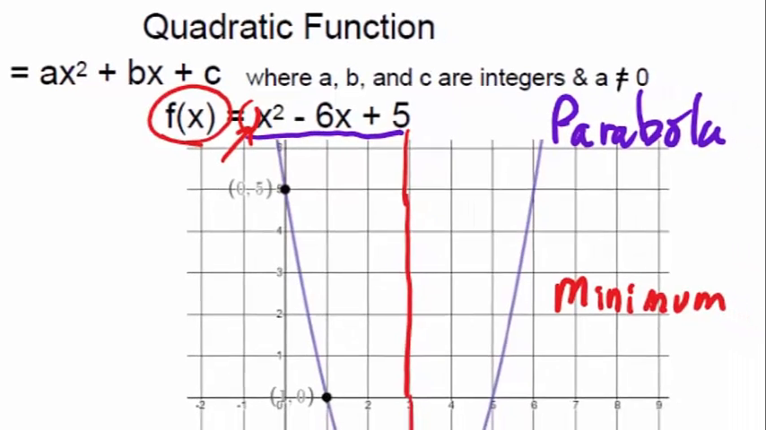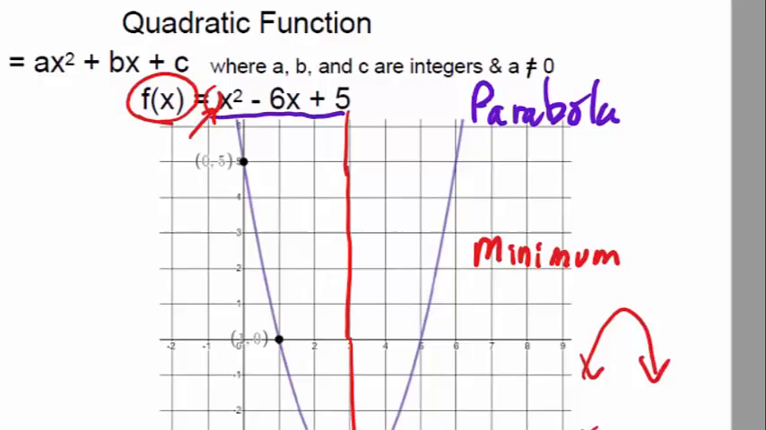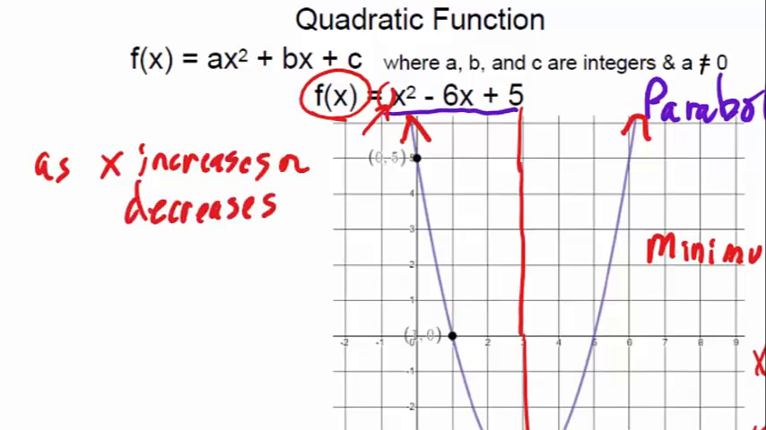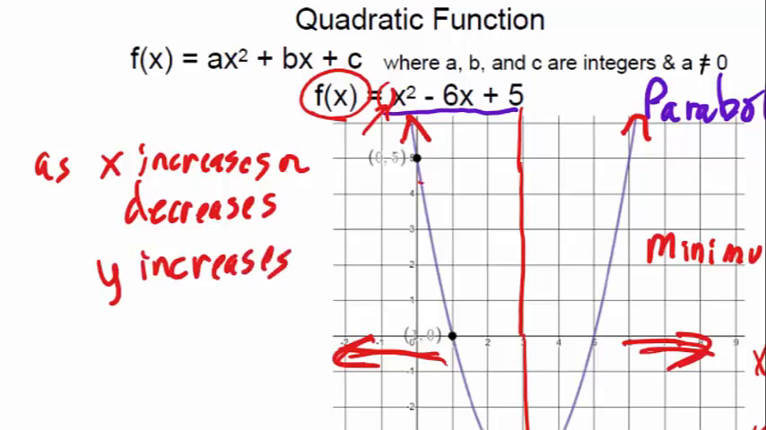Now, if the graph was shaped this way, and the vertex was up here at the top, then we would refer to that as a maximum function. Now, as far as the end behavior of this graph is concerned, at the top I have arrows on both sides that point upwards, and we would say as x increases or decreases, that means as x goes in this direction or this direction, so increasing is to the right, decreasing is to the left, then y will increase. So the y values are going to continue to go up as you go further left or further right.